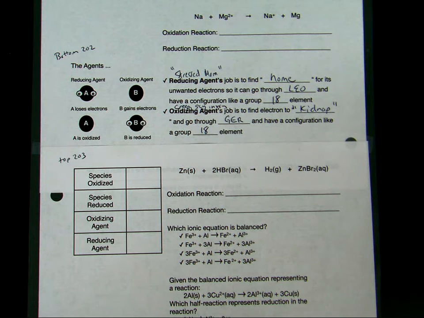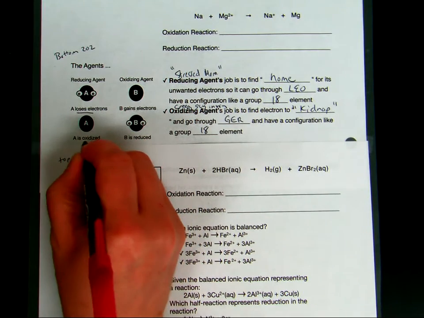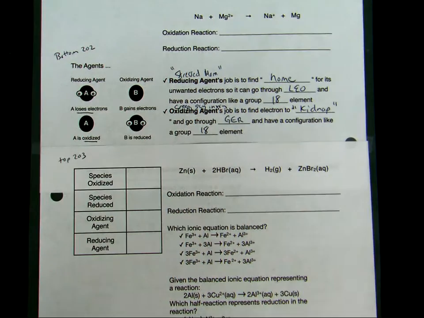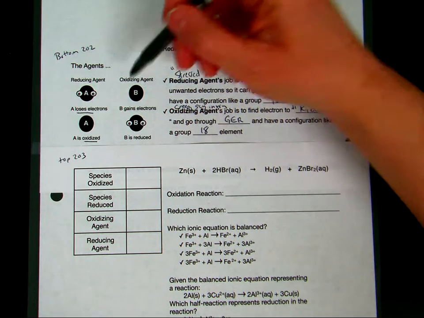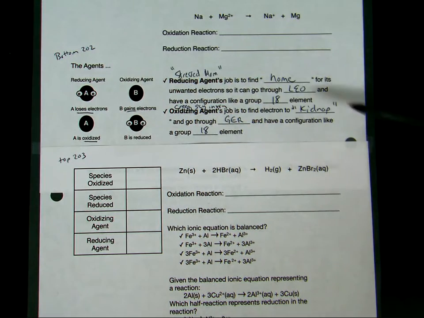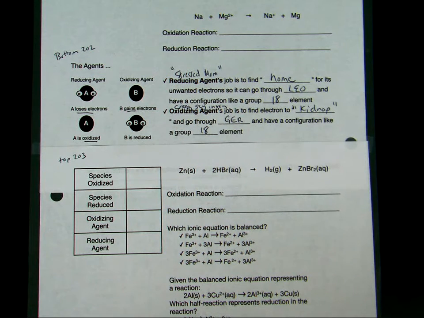So the reducing agent's job is to find a home for unwanted electrons, and therefore it loses electrons, and the action is oxidation. Versus the oxidizing agent, it wants to gain those electrons, and once it gains them, it becomes reduced. So let's look at one example.